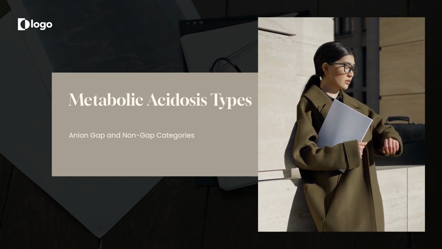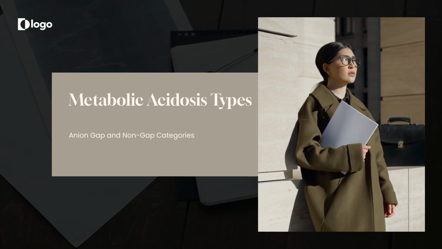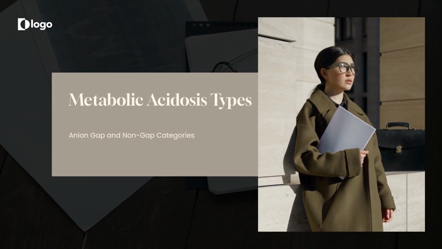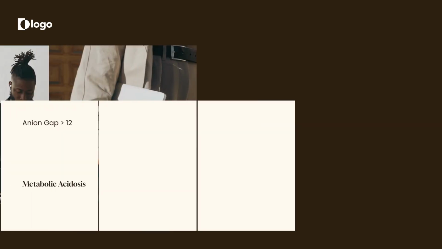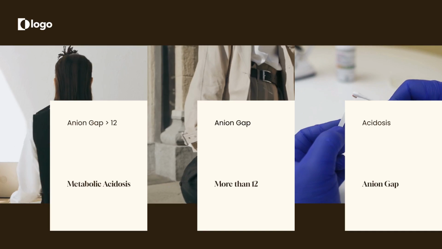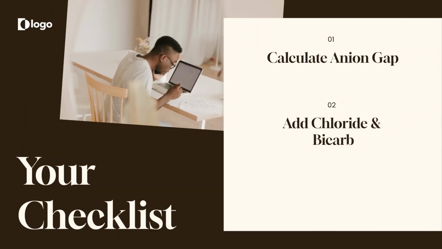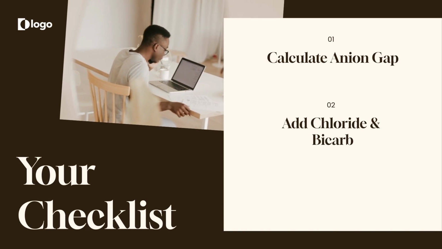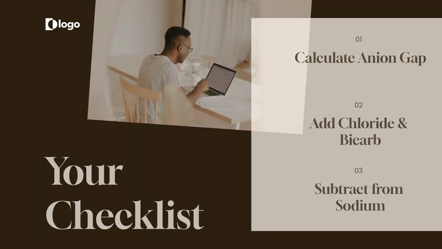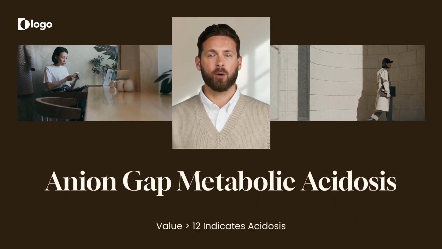If it's a metabolic acidosis picture, it's important to calculate the anion gap in order to categorize the metabolic acidosis. When the anion gap is more than 12, then that is anion gap metabolic acidosis. We calculate the anion gap by adding the values of chloride ions and bicarb, then subtracting from sodium. If the value is more than 12, then we have anion gap metabolic acidosis.